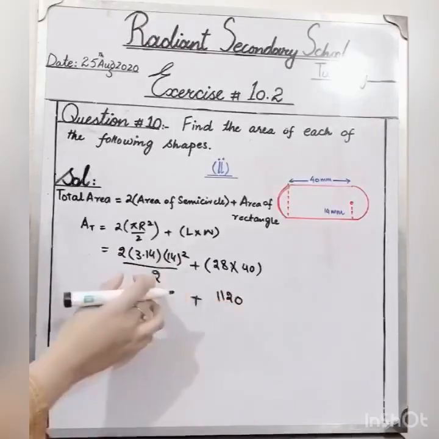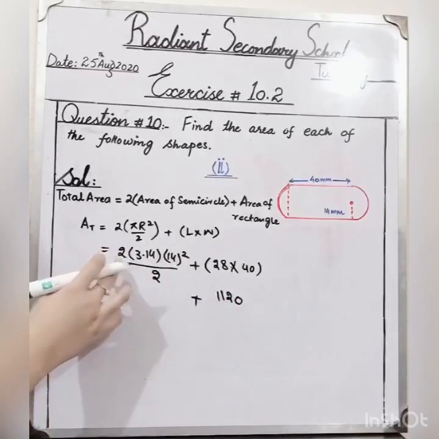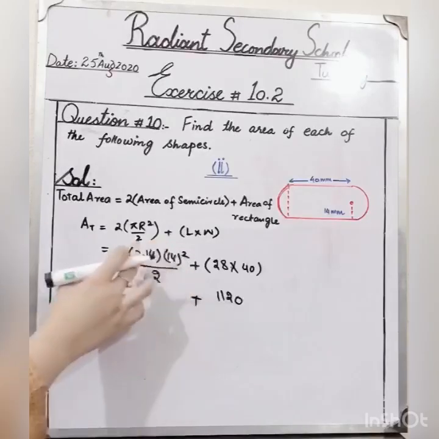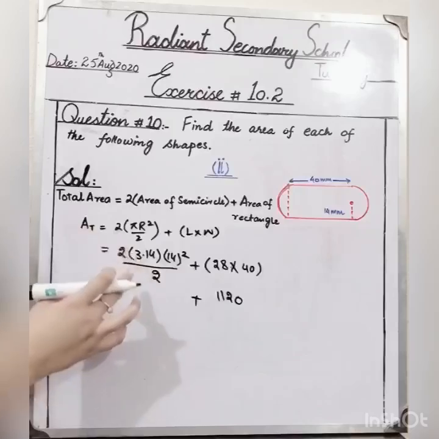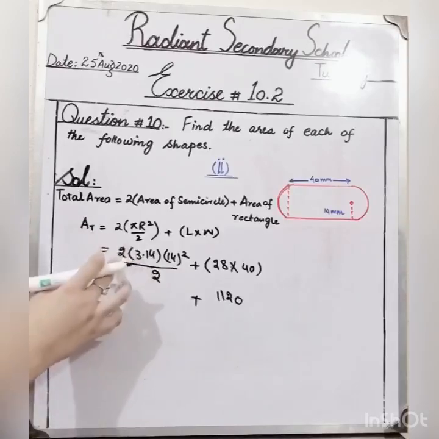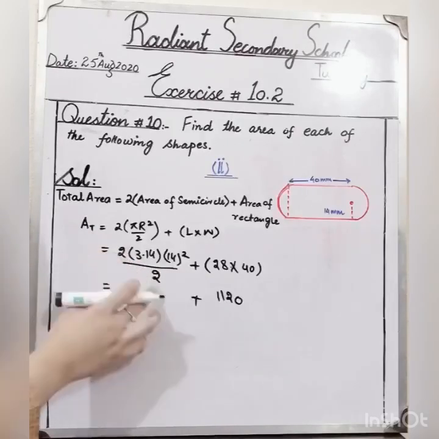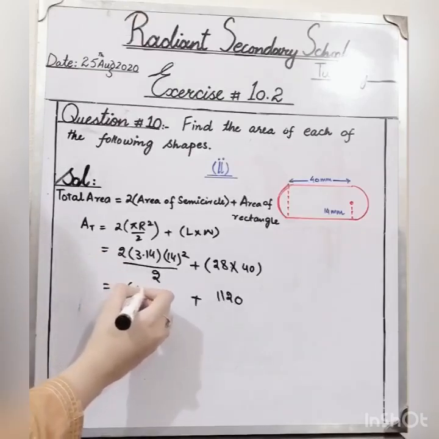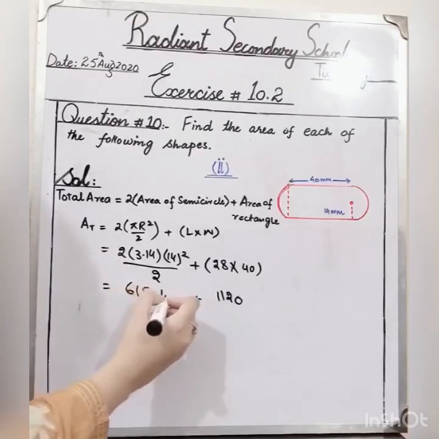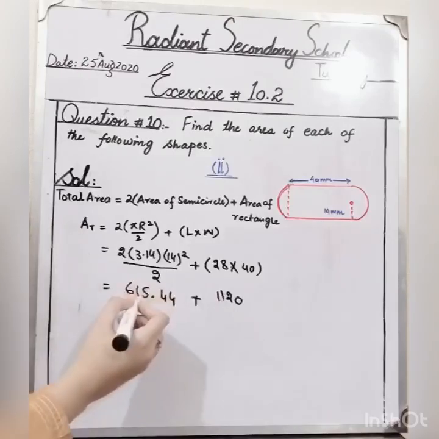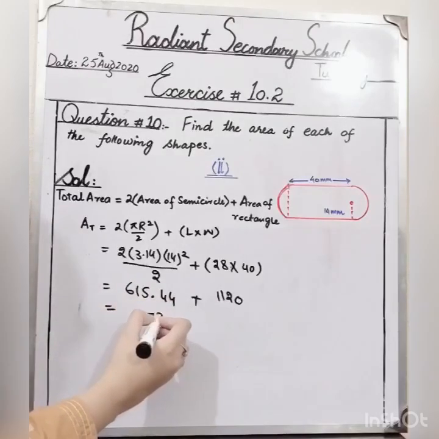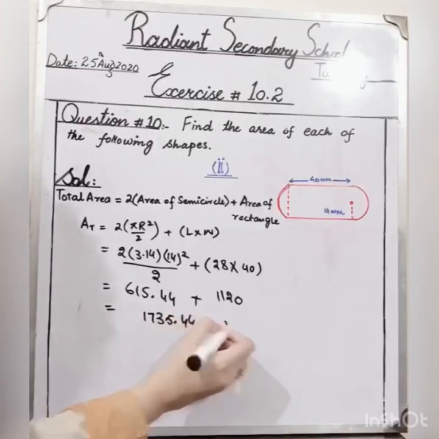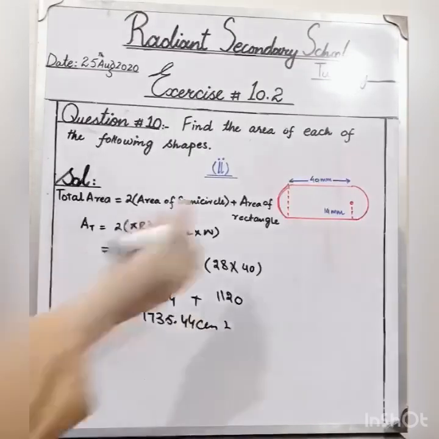plus, this 2 can also be cancelled out with this 2. Otherwise, take the square of 14, it will be 196. Then multiply it with 3.14 and multiply it with 2 and divide it by 2. You can also cancel out this 2 with this 2. So your answer will be 615.44. So when you add both these numbers, it will be 1735.44 centimeter square. So this is the total area of this shape.